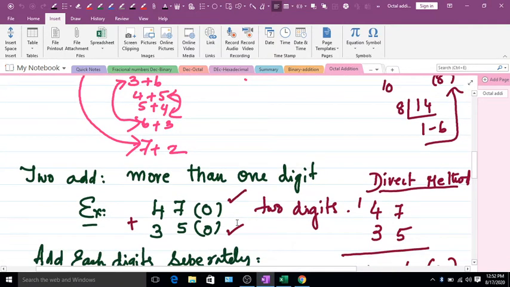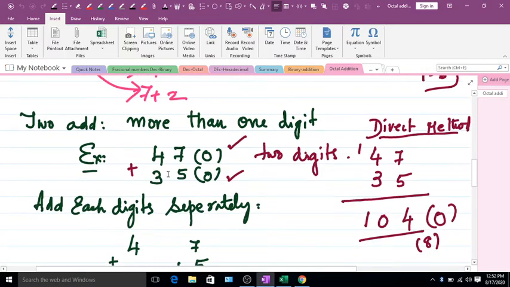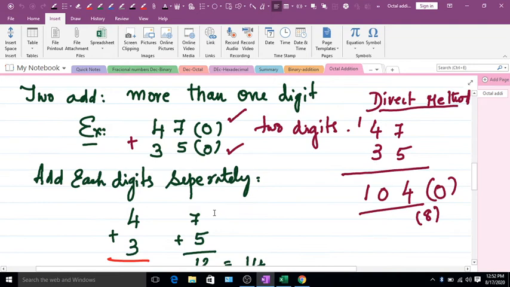Let me show you how to add more than 2 digits. More than 1 digit first. So suppose you are taking 47 plus 35. Don't read it as 47 because you get confused this with decimal number. So read it as 47 and 35 in octal. So what should you do? You must add digits separately. Direct method, directly you add 7 plus 5 is 12. 12 is 1, 4. There is a carry here. This is carry. Okay. 1 plus 4, 5 plus 3, 8. But 8 you are doing in decimal, it's actually equal to 10. So 104 should be the answer.